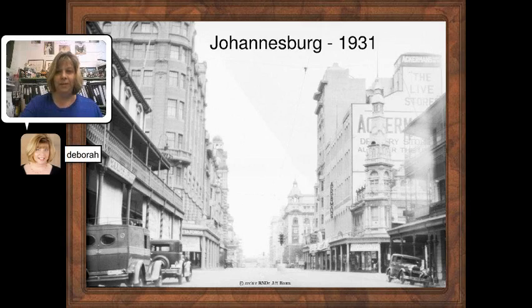Now here's a picture of Johannesburg from 1931. This is about the time that Alan Paton would have been growing up and starting to write, and what he would have been familiar with looking at. But Johannesburg today looks very much like a contemporary city, and you'll see a lot more of that in the story, which is set in the middle of the apartheid.